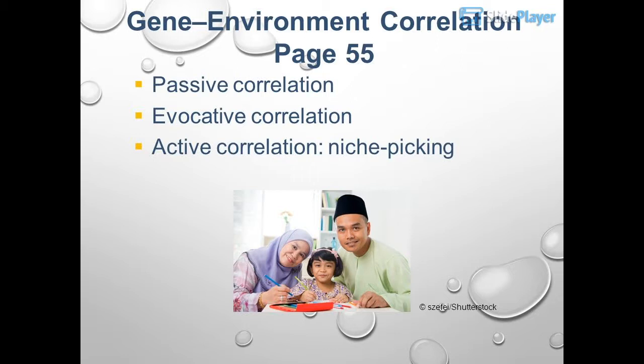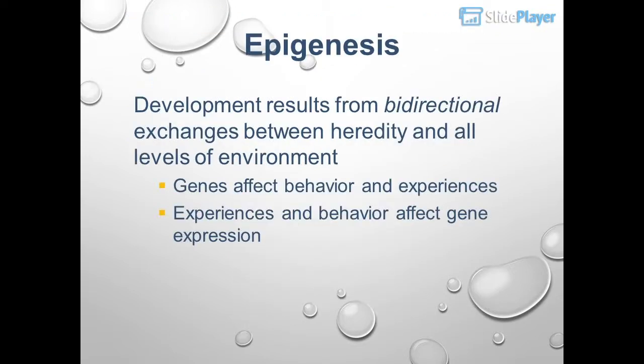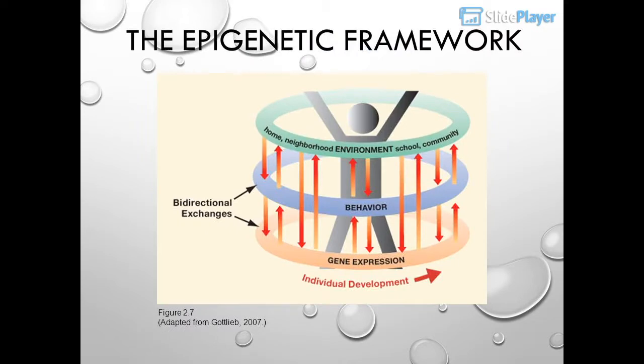Epigenesis. Development results from bidirectional exchanges between heredity and all levels of environment. Genes affect behavior and experiences. Experiences and behavior affect gene expression. The epigenetic framework. Figure 2.7: The epigenetic framework, adapted from Gottlieb, 2007.